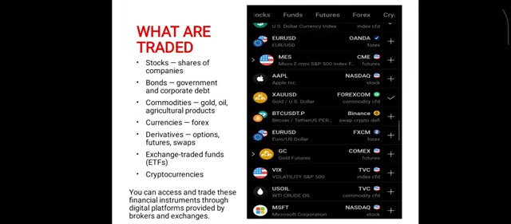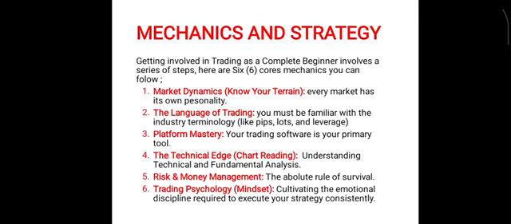Now, we also have cryptocurrencies. We can also trade cryptocurrencies like Bitcoin, the common ones like Ethereum, XRP, Solana, and the likes. So what we just do is that we can access and trade these financial instruments through digital platforms provided by brokers and exchanges. This is just a screenshot of what the financial instruments look like on my TradingView. So we have the section of stocks, we have the section for funds, futures, crypto, forex, and the likes. Moving on, mechanisms and strategy.